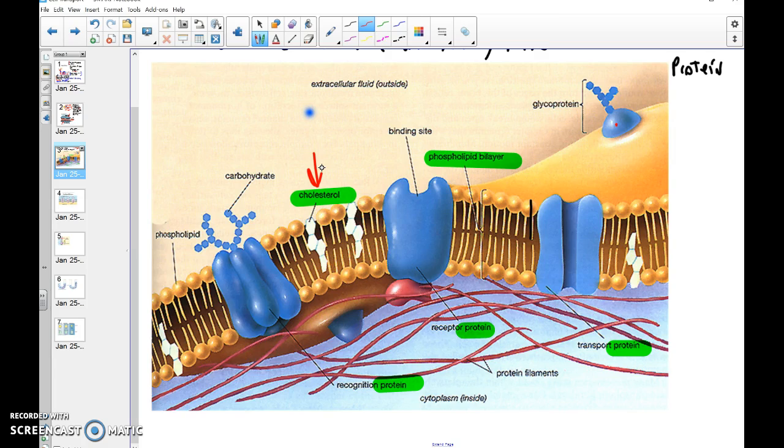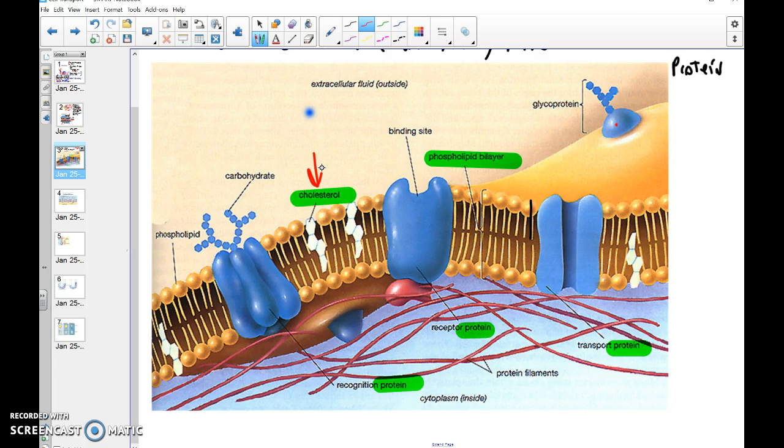It actually creates a situation where it keeps the tails from getting too close to each other, which keeps it fluid. And it also kind of acts like an anchor so that the tails can't spread apart too much, which keeps it fluid. And it actually allows the membrane to resist temperature change. So it actually allows the membrane to stay fluid when it's cold and when it's hot. So cholesterol does play an important role. It's bad for you because you're able to make all that you need, so eating it is not a good thing.